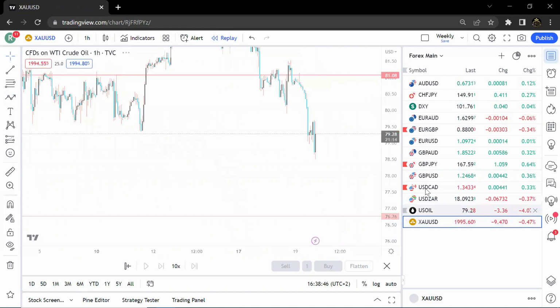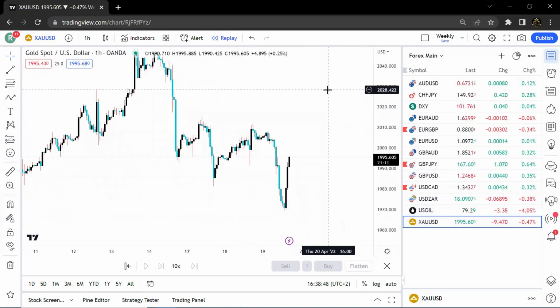Oil, I'm not going to touch on obviously because it's just fundamentally based, and then gold I've already touched on. So that is how we're using it in the current live market and using it to predict what's going to be happening forward.